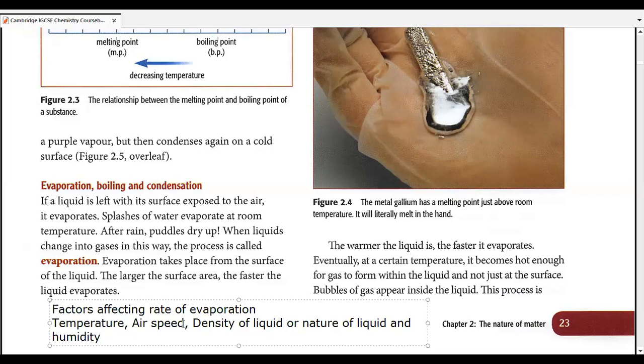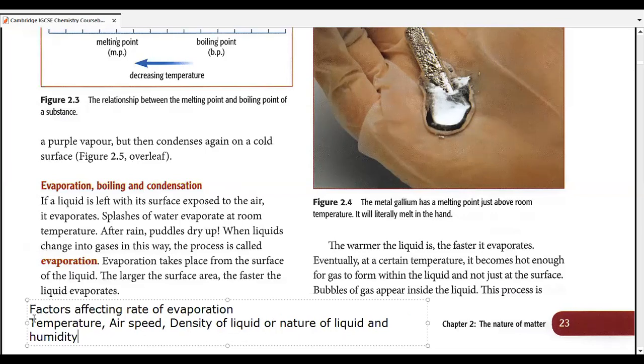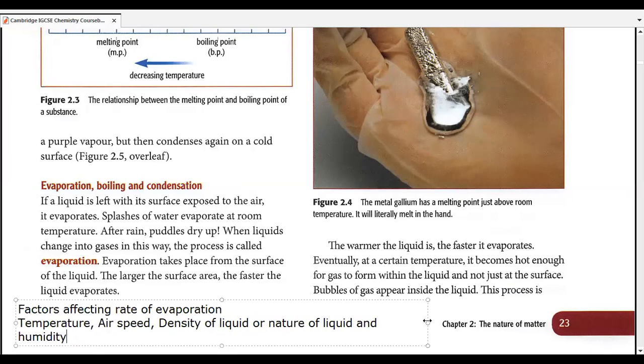Excuse me, sir. Sir, will fluidity affect evaporation? Fluidity cannot directly affect evaporation as fluidity depends upon density. So if we consider fluidity a factor, yes, we can, but that would be approximately equal to density. So fluidity, density, or nature of liquid means the same thing. Well, good try, good work.